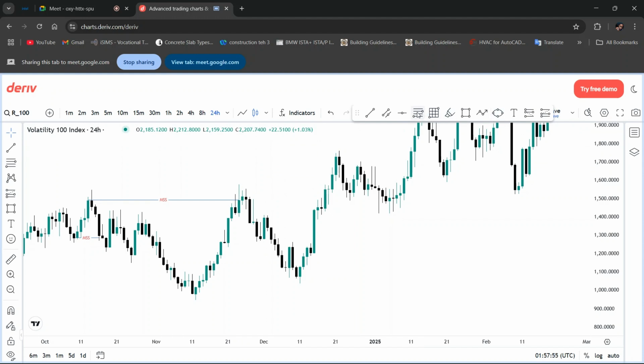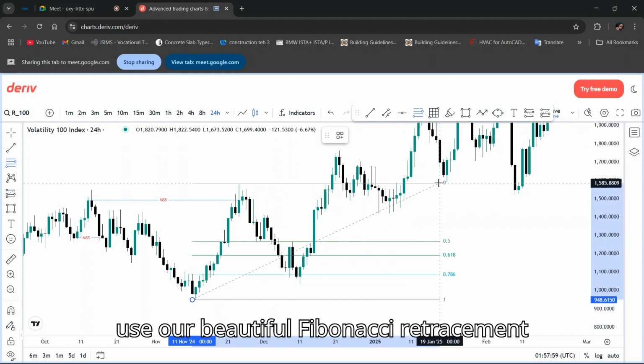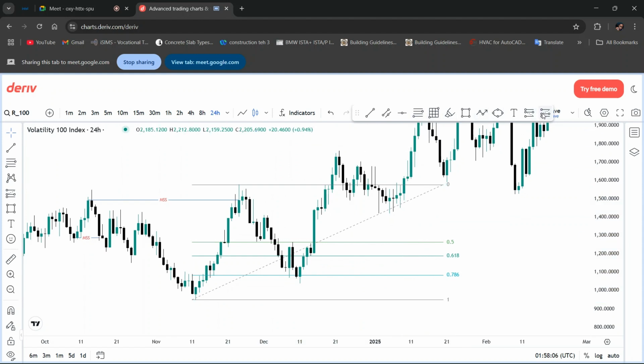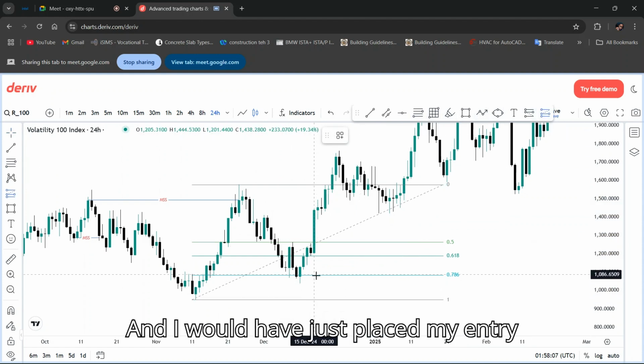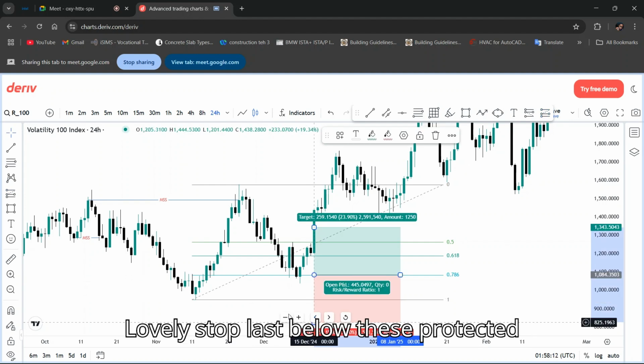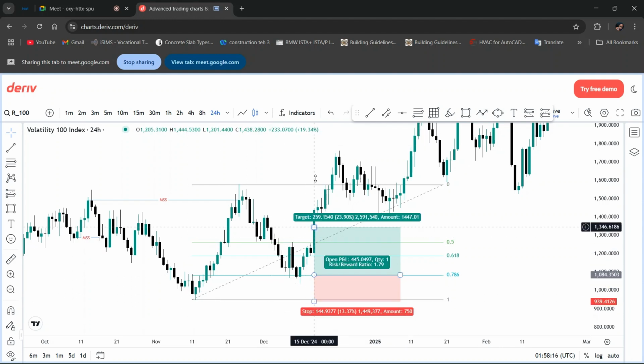And because now we have a market structure shift here, we can use our beautiful Fibonacci retracement from week to week. And I would have just placed my entry here. Lovely. Stop loss below these protected lows. Very lovely.